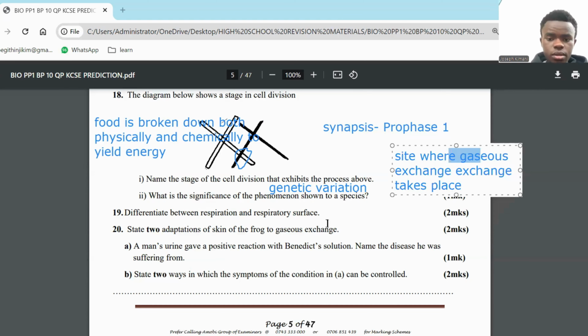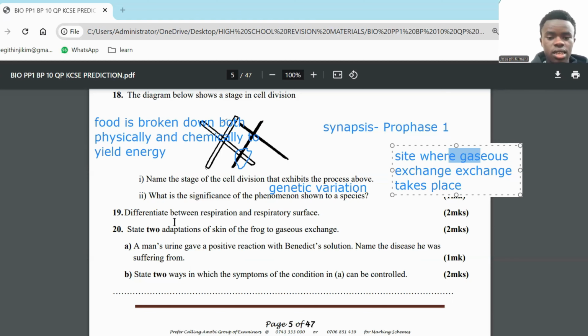Now going on to the next question, differentiate between a respiration and a respiratory surface. We've done that. Name two adaptations of the skin of the frog to gaseous exchange. So when you're being told of an adaptation, remember you have to state the adaptation and its importance. Don't just state the physical modification.